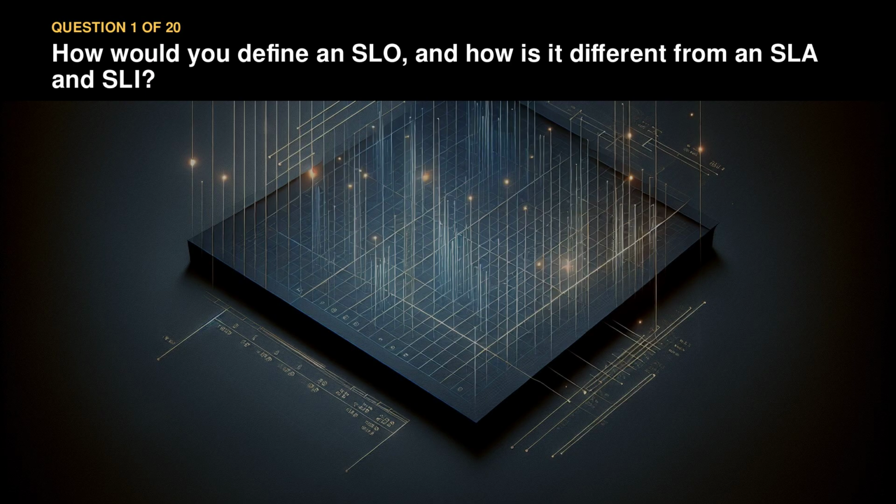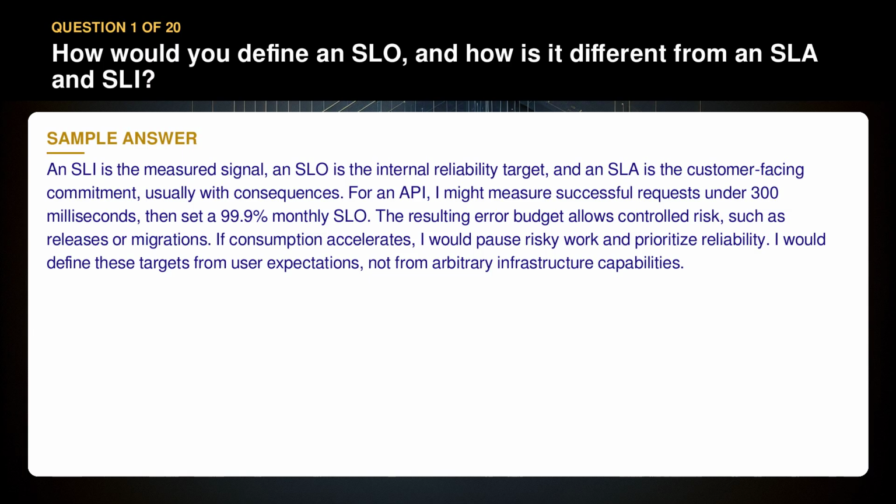Question 1. How would you define an SLO, and how is it different from an SLA and SLI? An SLI is the measured signal, an SLO is the internal reliability target, and an SLA is the customer-facing commitment, usually with consequences. For an API, I might measure successful requests under 300 milliseconds, then set a 99.9% monthly SLO.